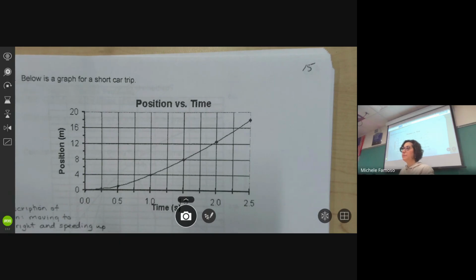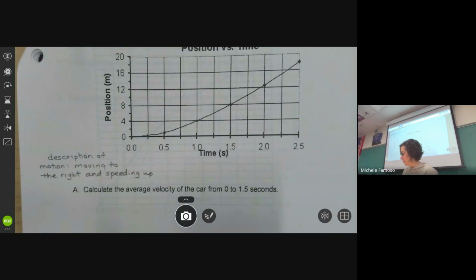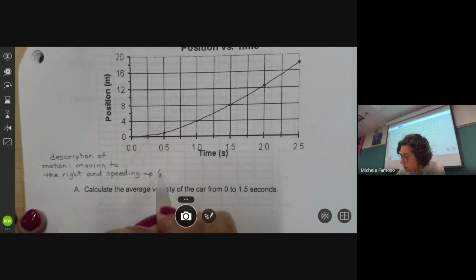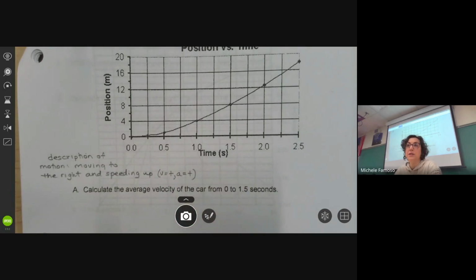All right, ready? Okay, let's check it. You should have told me that it was moving to the right and speeding up. That's your description. Moving to the right and speeding up. And if you wanted to, you could have also told me that the velocity was positive and the acceleration was positive. You should have also recognized that. Any questions on why it's doing any of those things or why the velocity is positive and the acceleration is positive?